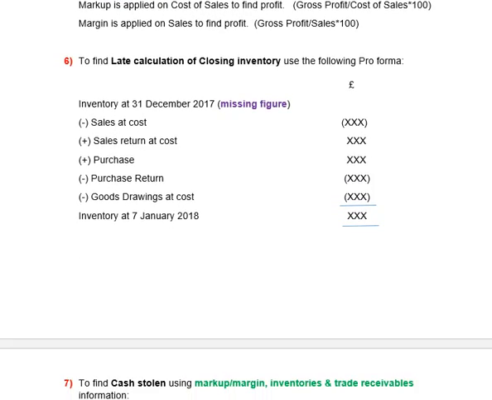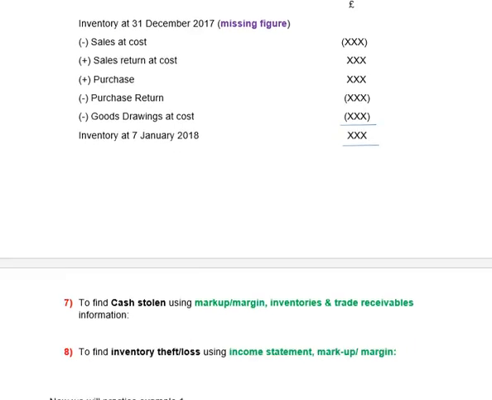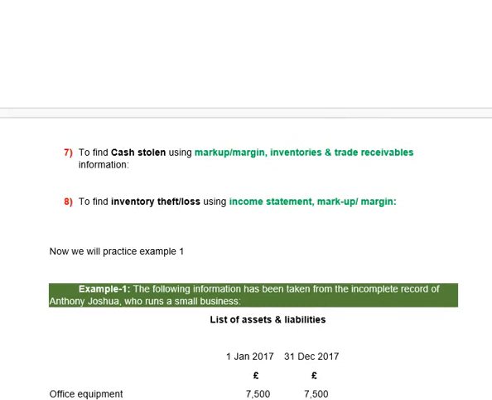The 6th one is late calculation of your closing inventory. There's a set pro forma. We'll be doing quite a few videos, some examples and past paper practice to give you a good understanding. Then the couple, which is cash stolen, you use markup or margin or inventories and trade receivable information to find your cash stolen. Inventory stolen, we use the income statement approach and markup and margin.